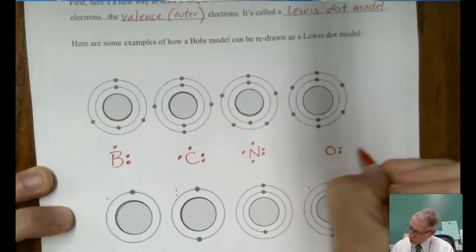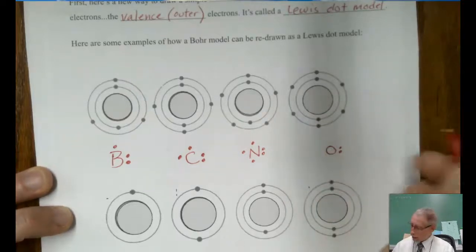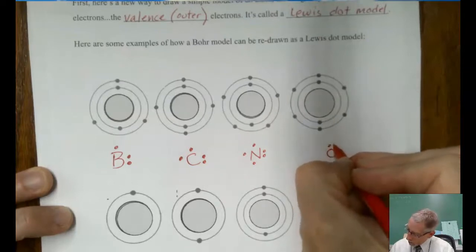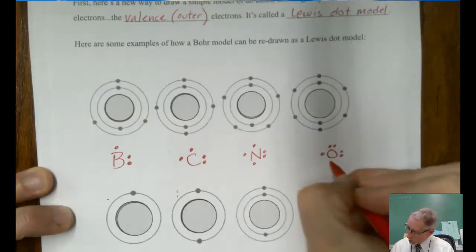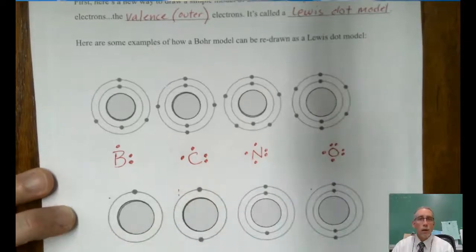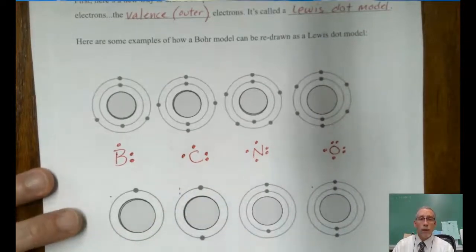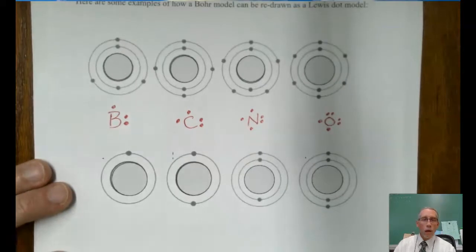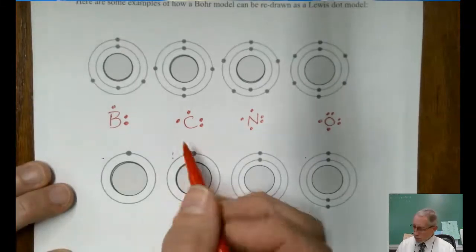Oxygen is going to have 2. And then because we have to fit 6, we're going to have another side that has 2 electrons also. So that's what oxygen's Lewis dot model would look like. Okay. And again, we're not going in order here.